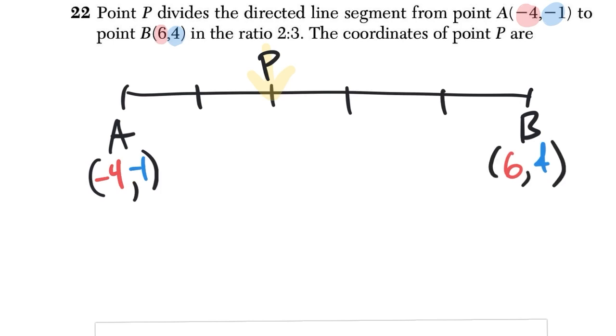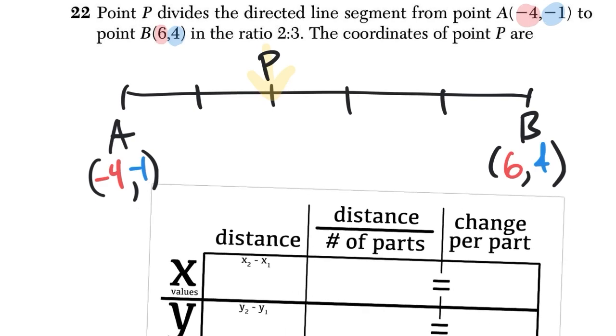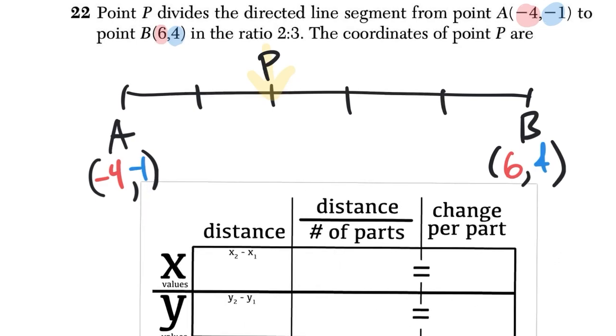All right, so let's jump right on in. The first thing that we're going to need to do is figure out the distance of the X values and of the Y values. All right, so let's take a look. I know that 6 minus -4 is going to be +10. And so what's the distance? I know that it's going to be 10 divided by the number of parts, which of course is 5. And so what's the change per part? It's going to be +2. It's increasing by 2 each time. The Y values is going to be 4 minus -1.